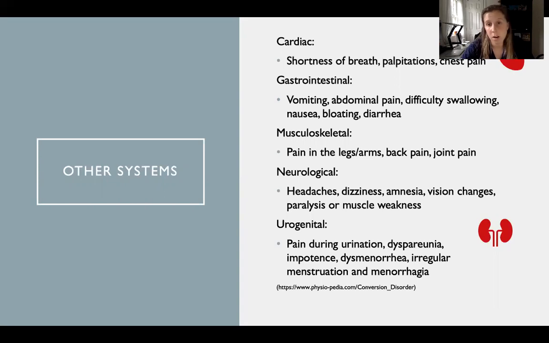Musculoskeletal: pain in the legs, arms, back, joints. Neurological: headaches, dizziness, amnesia, vision changes, paralysis, or muscle weakness. Urogenital: pain during urination, pain with intercourse, menstrual pains, heavy menstruation, irregular menstruation. But really, all patients can present with maybe one of these problems or multiple problems. As far as signs and symptoms and these systems that are affected, everybody presents differently. So it really just depends on the patient and what they're going through.